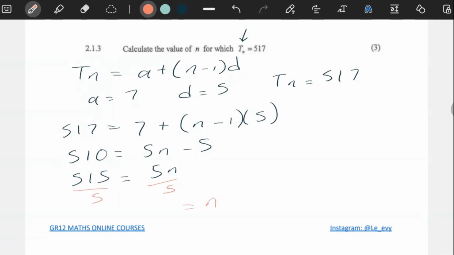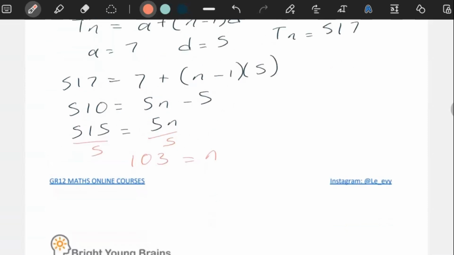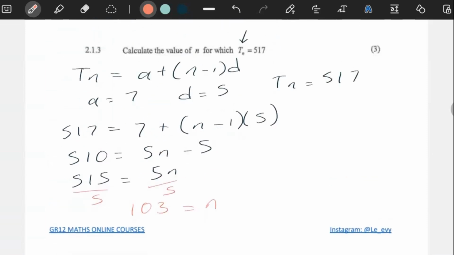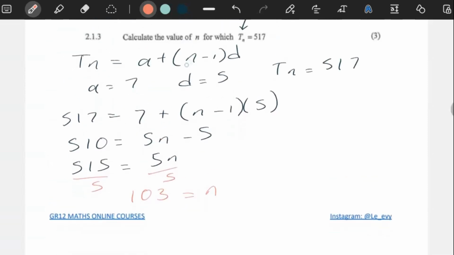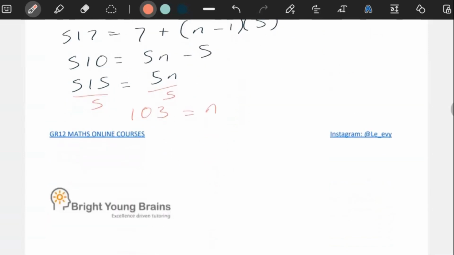Let's see what our value of n is going to be. 515 divided by 5, that's 103. There we go. So the best way to test this answer is to put 103 over there, put 5 over there, put 7 over there, put it all in your calculator, and you should get 517.